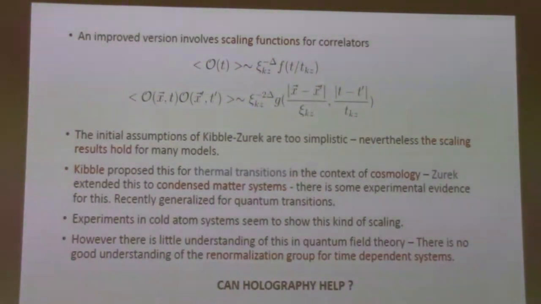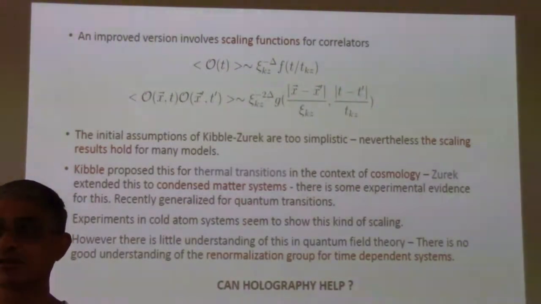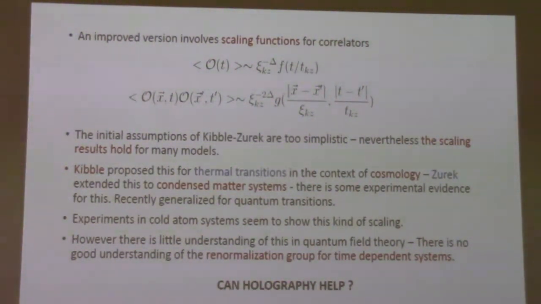There is a similar conjecture for scaling functions for correlators, which I have just written down here. I'll not talk too much about it. The initial assumptions of Kibble and Zurek are of course too simplistic, as you might have guessed by now. Nevertheless, these scaling laws hold for a large variety of theoretical models, and there is a fair amount of evidence that it actually holds in real experiments, so it must be correct. So the problem is to figure out why it is correct, to get a better understanding.